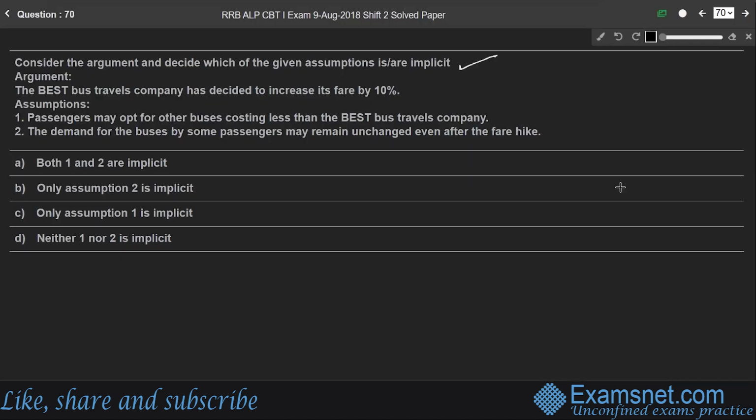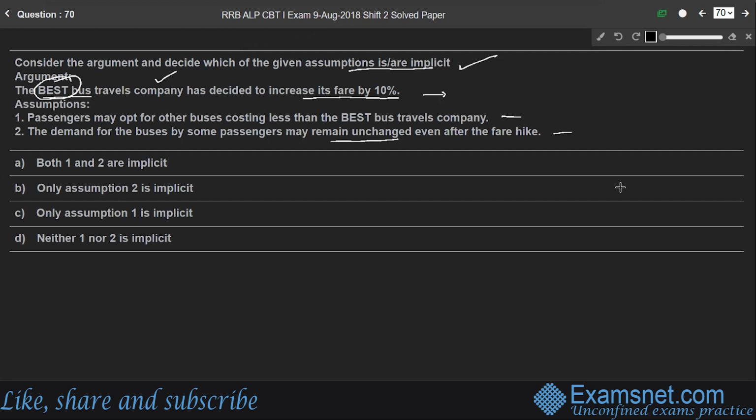Question number 70. Consider the argument and decide which of the given assumptions is or are implicit. Here the argument is, the best bus travels company has decided to increase its fare by 10%. So here the bus travel company is the best one. The assumptions are: passengers may not opt for other buses costing less than the best bus travels company, and the second assumption is, the demand for the buses by some passengers may remain unchanged even after the fare hike.